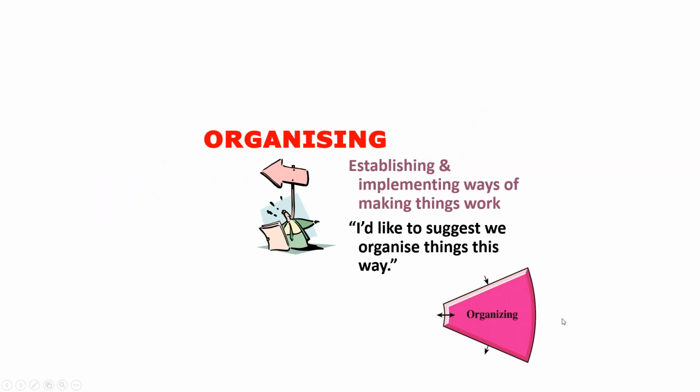But this isn't the actual doing. The organising role is very much about establishing and implementing the ways to make things work. So this is very much putting down a plan of action, a milestone. A typical comment that someone might make in a team environment that has this preference would be, can I suggest that we might organise things this way? And this becomes pretty important because sooner or later we've got to get down and get something done. Otherwise the team just becomes a talk fest.